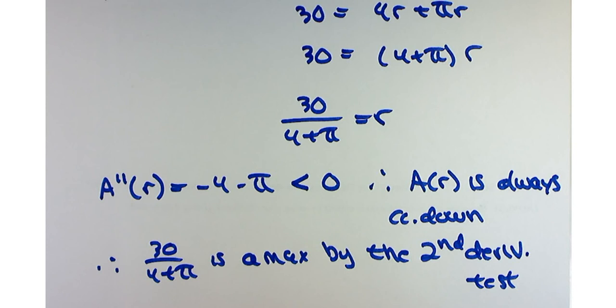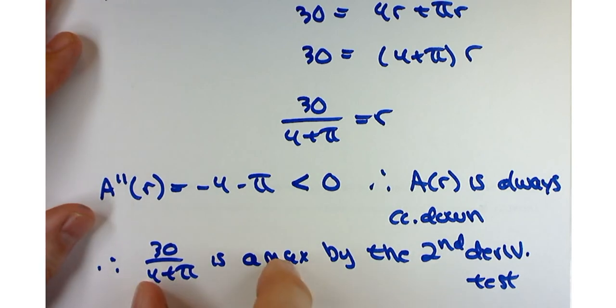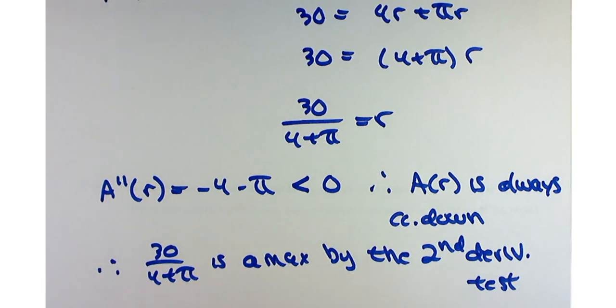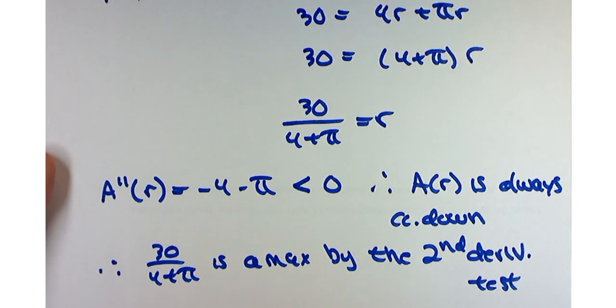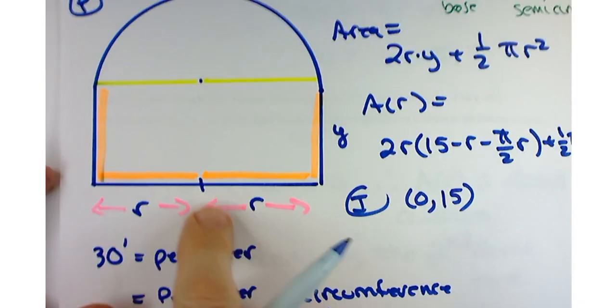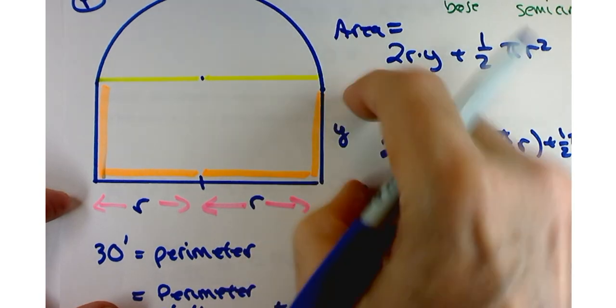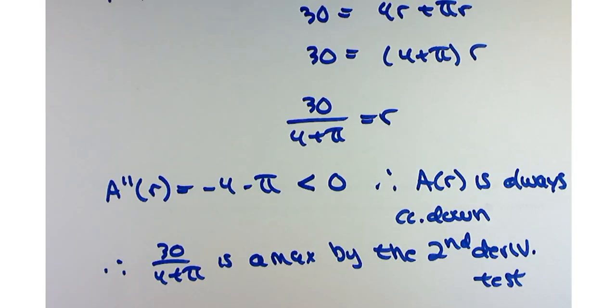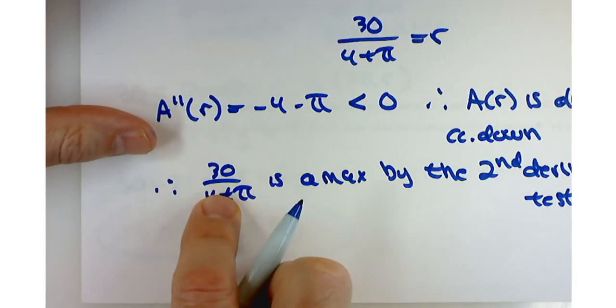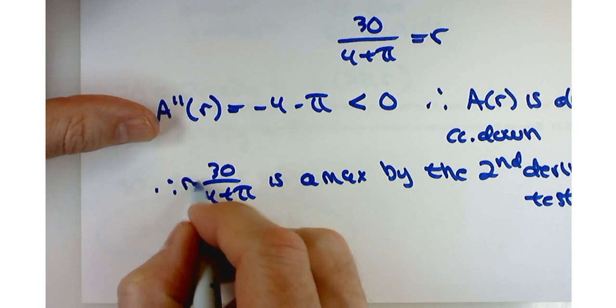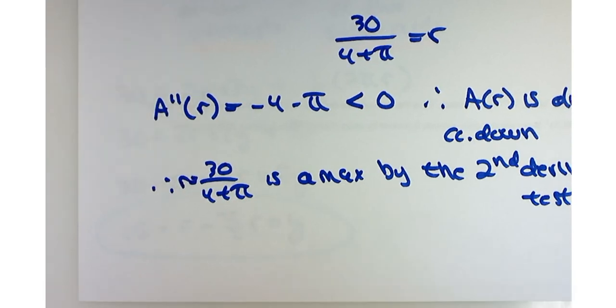Okay, now that's the radius. I need to figure out what y is. Now this is the radius. It'd be nice to know the dimensions of the height as well. So let's see if we can figure out that. So the base is going to be twice that. Let's figure out what y is. I'm kind of curious about that.